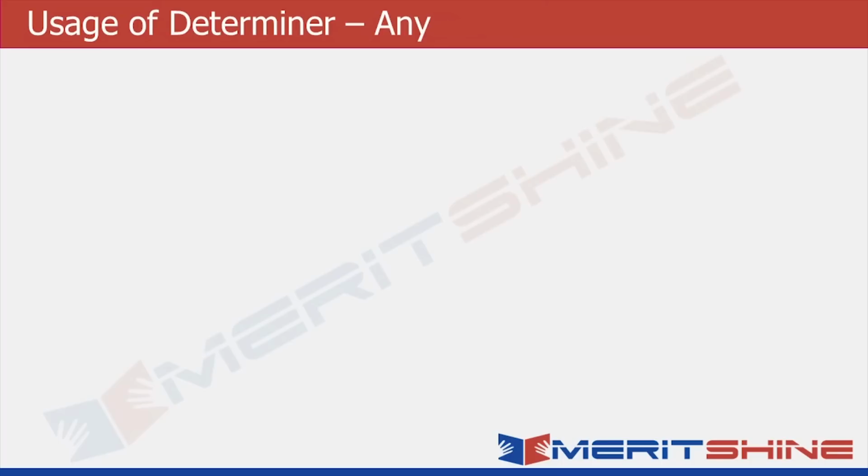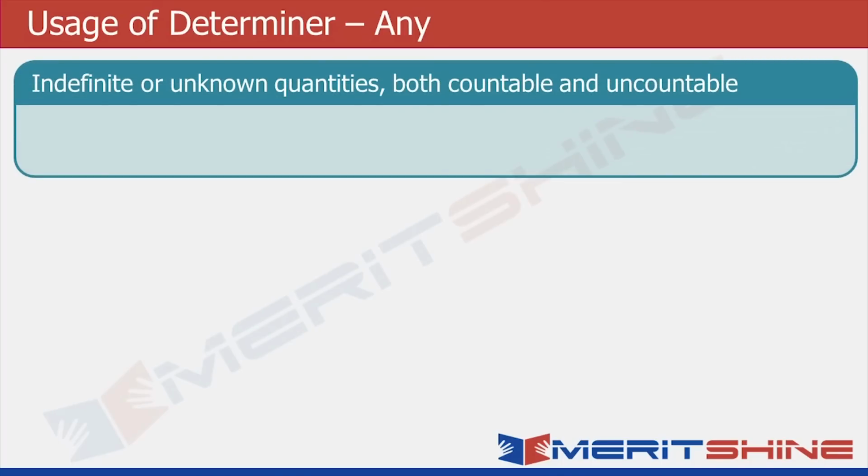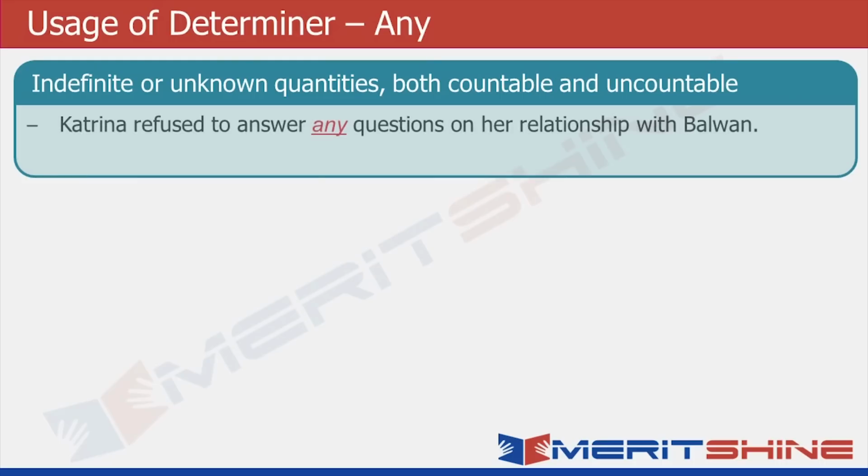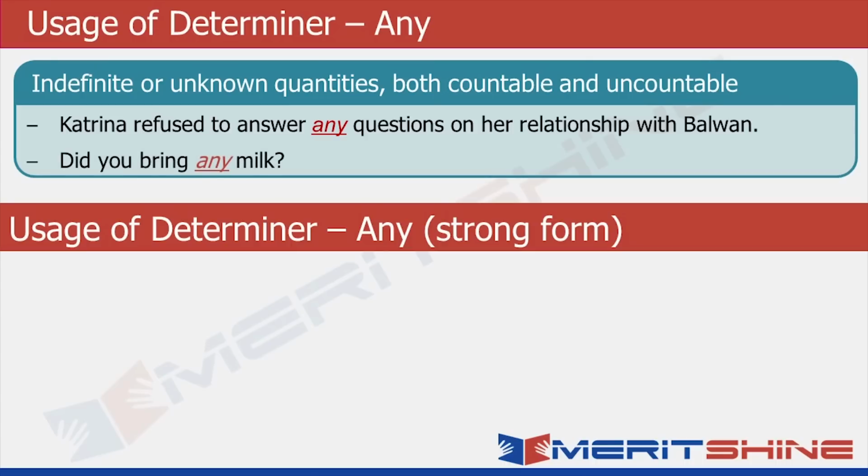Any denotes an indefinite or unknown quantities of both countable and uncountable nouns. Katrina refused to answer any questions on her relationship with Balwan. Did you bring any milk? Any can also be used in two forms.